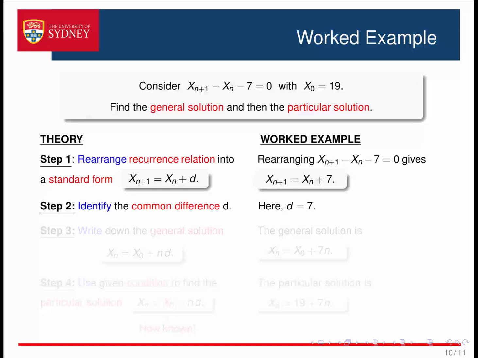So here, we want to find sequences that satisfy the property that the next term is always the present term plus 7. This recurrence relation therefore generates a family of arithmetic progressions, all with common difference 7. So for this example, the common difference d is 7.